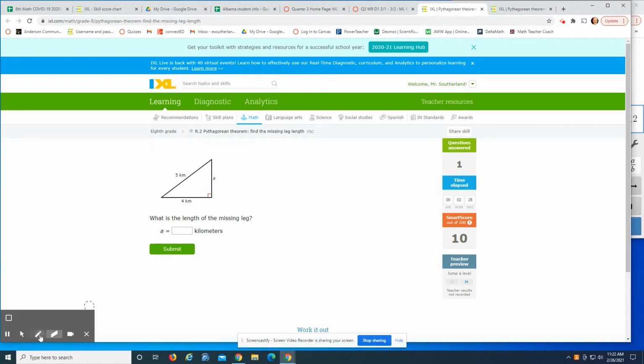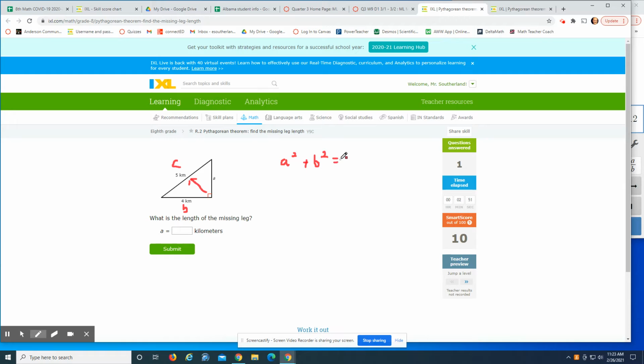We're going to start with a fresh question, and the same process over. This one's labeled A, so I'm going to label this one B. I know that this one's C, because C is always across from the right angle. So whichever one is across from the right angle is going to be C. So again, A squared plus B squared equals C squared.